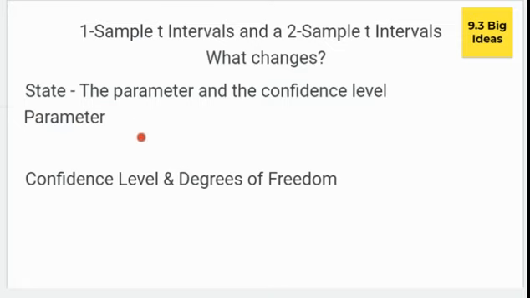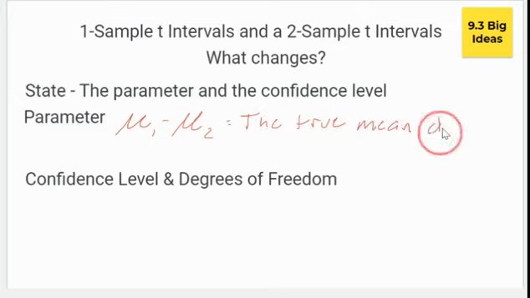So when we state our parameter, we're looking at the difference of two means, excuse me. So we should be looking at mu sub 1 minus mu sub 2. Now we can change the subscript if we have males and females or juniors and seniors or something like that. But it's mu sub 1 minus mu sub 2, and we are looking at the true mean difference. That's what we're looking at for whatever the context is.